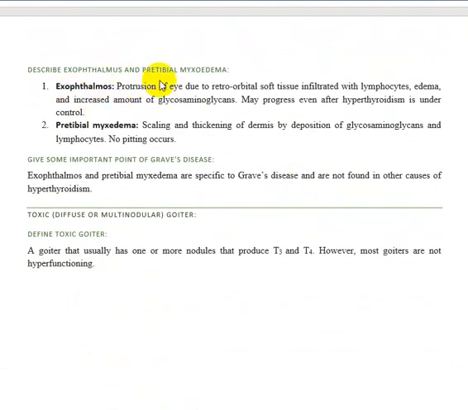Now describe exophthalmos and pretibial myxedema. Exophthalmos is protrusion of the eye due to a retroorbital soft tissue infiltrated with lymphocytes, edema, and increased amount of glycosaminoglycans. May progress even after hyperthyroidism is under control. So you have exophthalmos, the protrusion. When you have the protrusion of the eyes, it is also going to be called exophthalmos. So exophthalmos can easily be remembered as protrusion of the eyes.